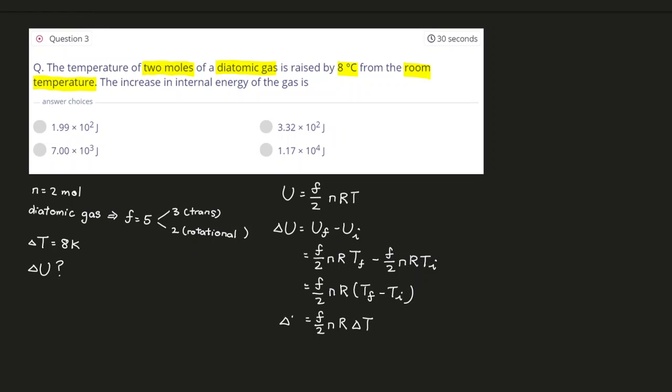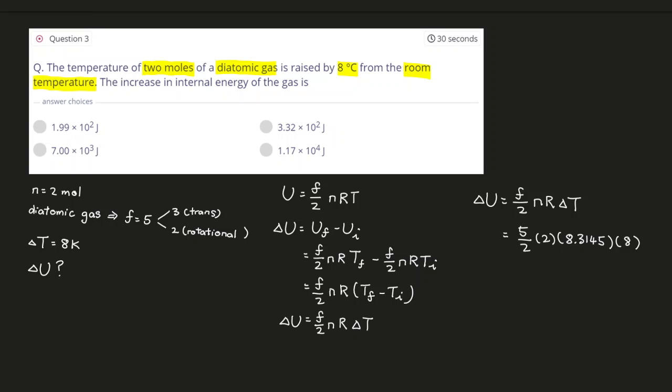So this is the temperature that we are going to be using. We want to find delta U and it's equal to F over 2, with F being 5, so 5 over 2, n R delta T. Okay, let's just write down first. As usual, keep it a practice: always start with the formula first, then substitution. 5 over 2, number of moles is 2, gas constant 8.3145, change in temperature is 8 Kelvin.